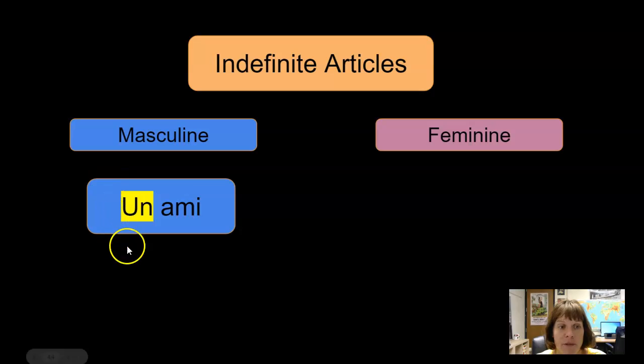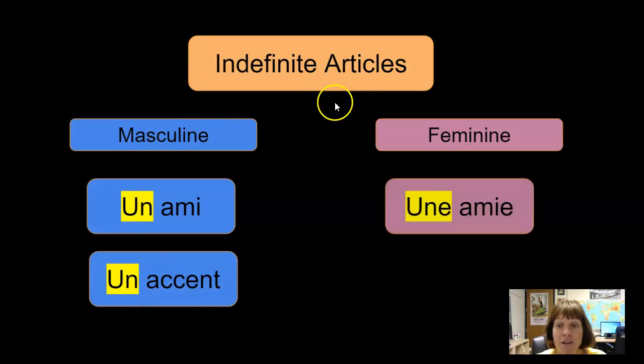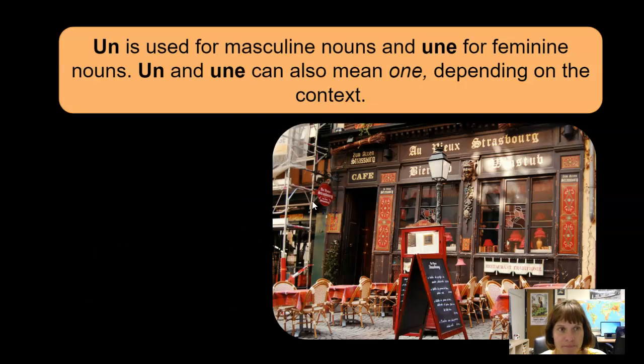So here you have a masculine form, un ami, which is a friend, and un accent. So these are your masculine indefinite articles. Your feminine is une, une amie, une action. So un and une. All right, so moving on.